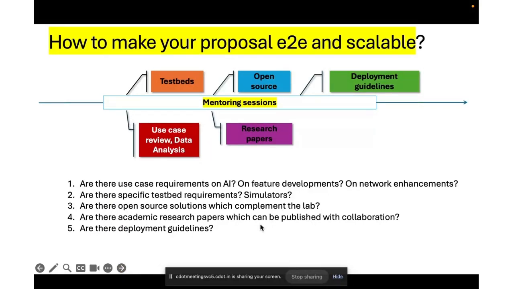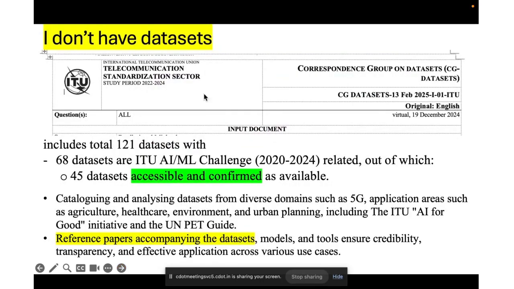So, are there academic papers which can be not only published but referenced as well, cited as well, with collaboration, maybe published in India or abroad, whatever may be the case, but cited and published with collaboration? And finally, as I told you, are there deployment guidelines which can be called out as part of the use case? One critical aspect which I have heard many times is the complaint that you don't have data sets, and data sets are not available, and so on.